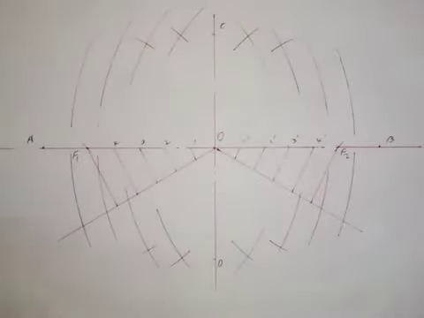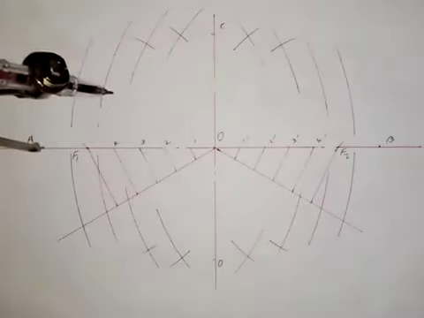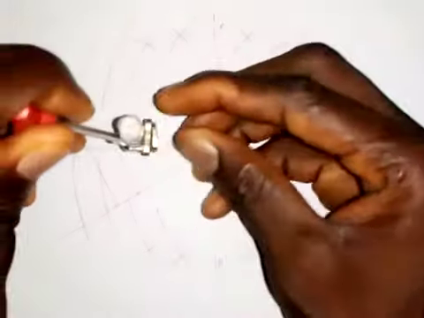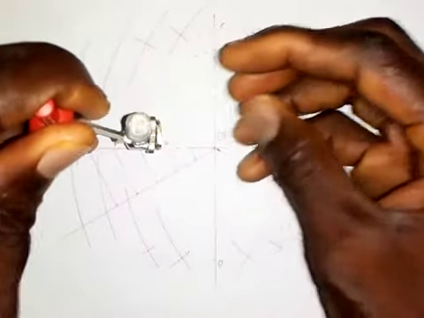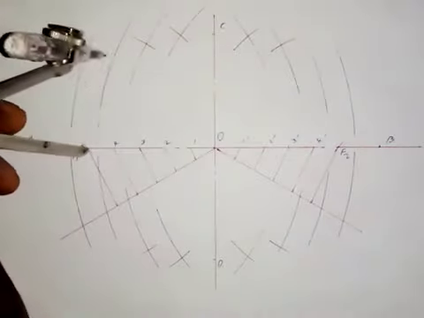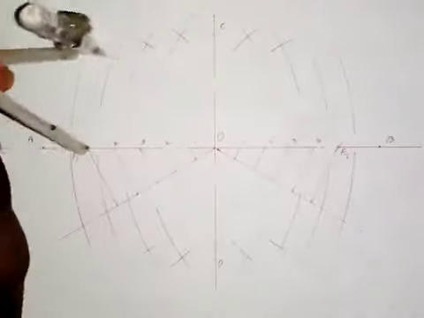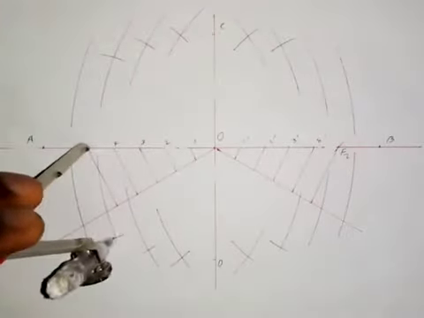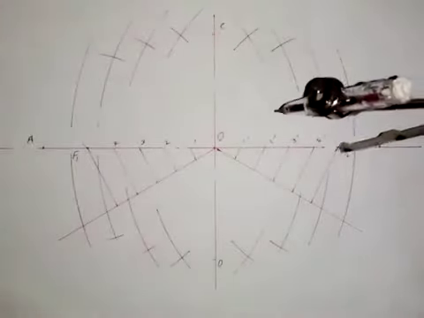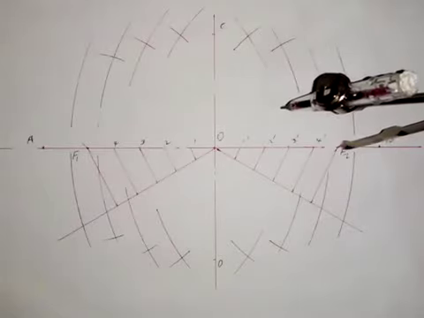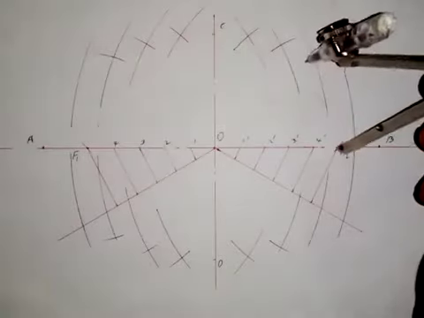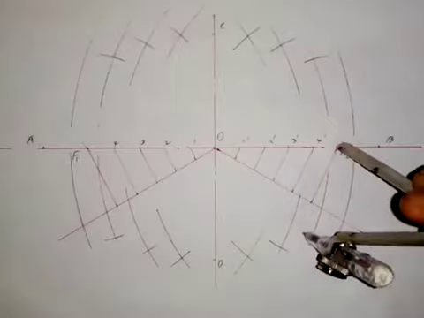So next is from A to 3 here on the left side. Put it at F1. On the third arc, make an arc like this. Then put it at F2 and make an arc here.